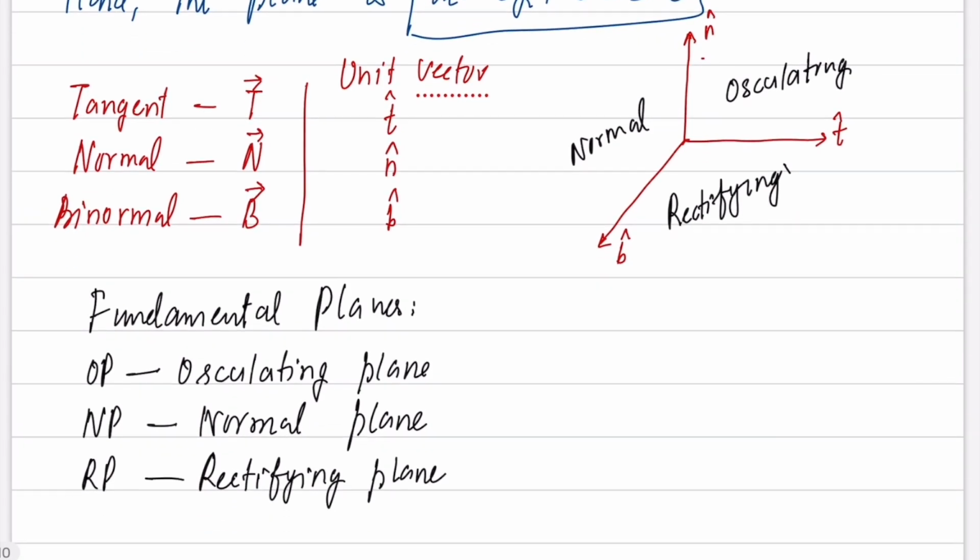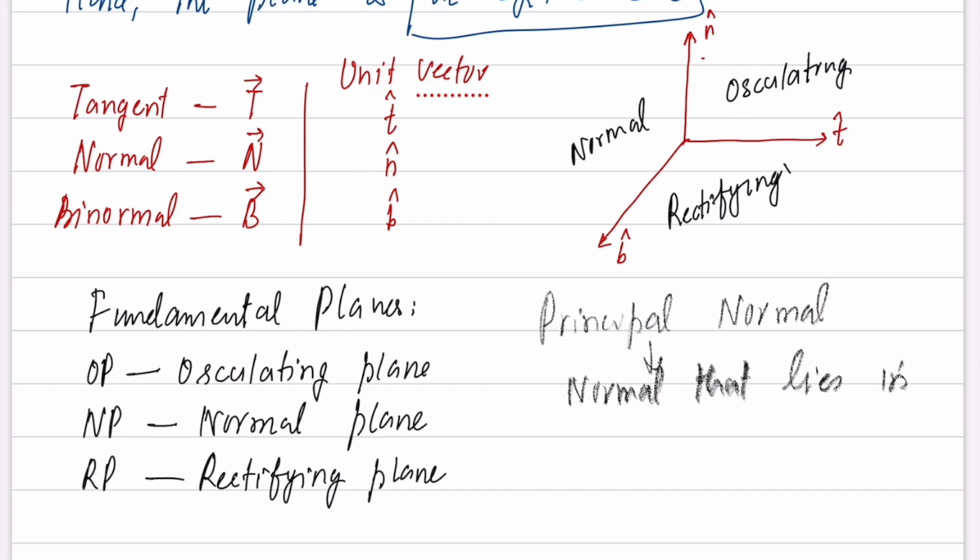Now, as we understand it properly, the osculating plane has the binormal perpendicular to it. Similarly, the normal plane has the tangent to the curve perpendicular to it, and the rectifying plane has the normal perpendicular to it. Here we also have one more definition, the principal normal. What do we mean by principal normal? A normal that lies in the osculating plane is called a principal normal.